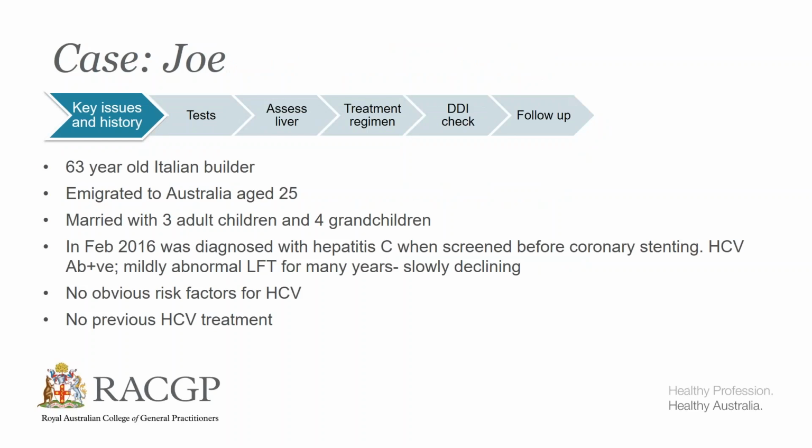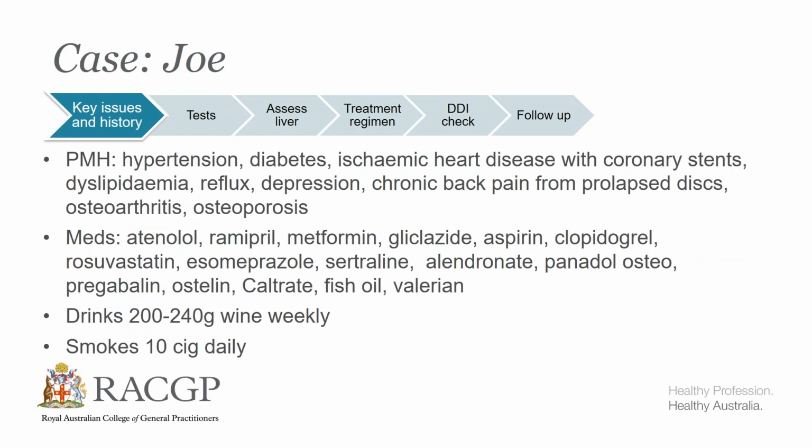So we might go on to the next case. Now, here's Joe. Now, Joe was diagnosed with hepatitis C 3 years ago via pre-operative screening. He's a 63-year-old Italian builder, emigrated to Australia aged 25, married with 3 children, 4 grandchildren, and a couple of years ago he was diagnosed when he was screened before coronary stenting. So he was found to have hepatitis C antibody positive and mildly abnormal liver function tests, which have been slowly declining over years. There's no obvious risk factors for hepatitis C, and he's had no previous hepatitis C treatment. So we've got a man who was diagnosed about 3 years ago just through pre-operative screening.